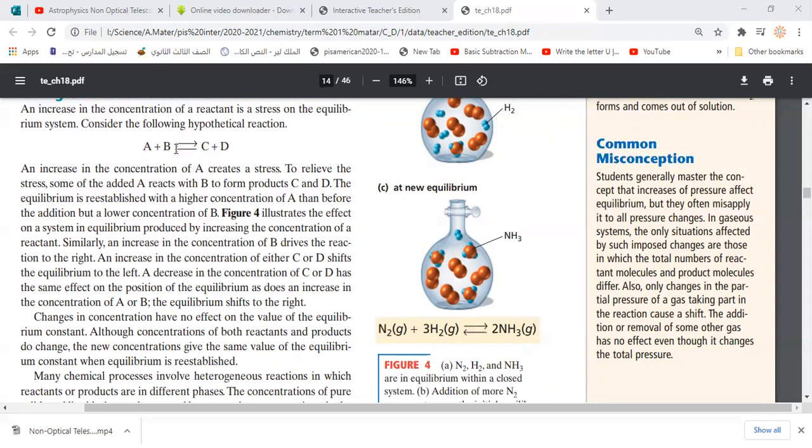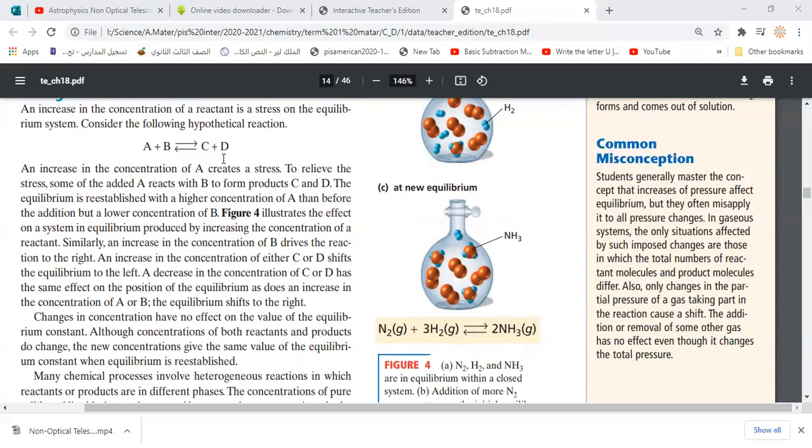And that means the rate of the forward reaction will be somehow faster than the rate of the reverse reaction, until a new equilibrium is established. So back again to the equilibrium at the new condition. The same happens if we increase the concentration of C and D.